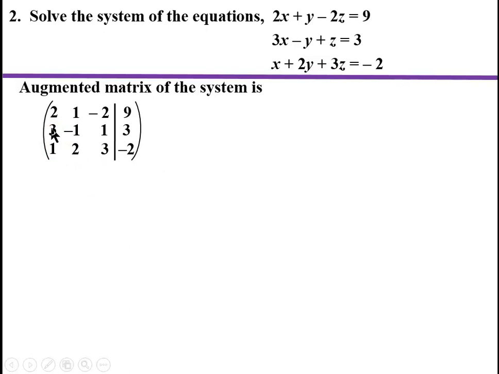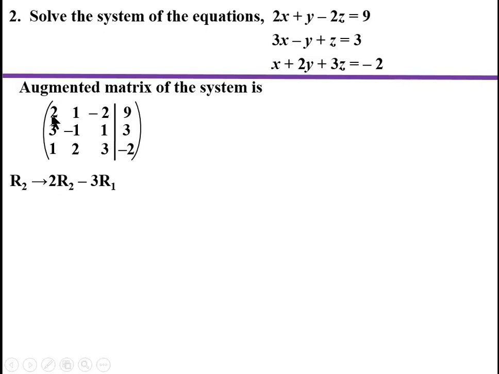So we start with 3. We start with this entry, so that row 2 becomes 2 row 2 minus 3 row 1. What we are doing here is we are multiplying row 1 by 3 and multiplying row 2 by 2, so that when we find their difference, it gives us 0 here.